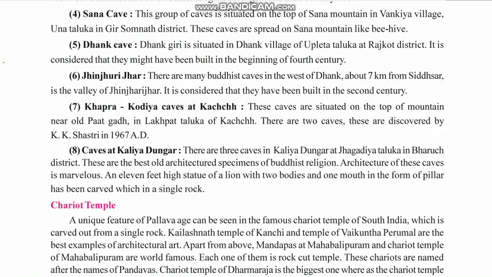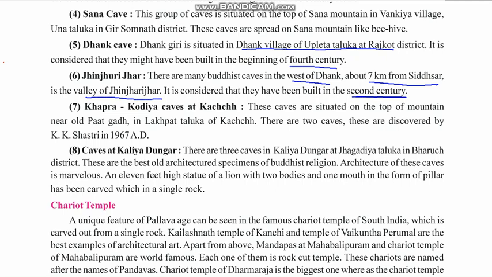Next are the Dhank Caves. Dhankgiri is situated in Dhank village in Upleta Taluka, Rajkot. It is considered that they might have been built in the beginning of the 4th century, and they are also one of the important cave architectures of Gujarat. Next comes Jinjuri Jar. They are Buddhist caves in the west of Dhank, situated near Dhank village, about 7 kilometers from Sridharsar Valley. It is considered that they were built in the 2nd century, much before the Dhank caves.